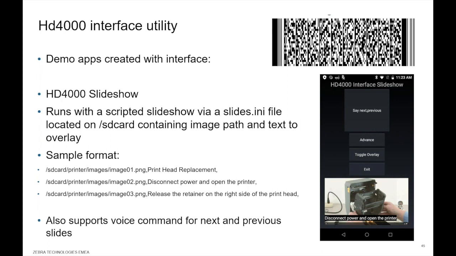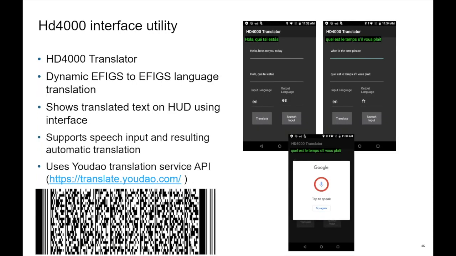Supports voice command for advancing and going backwards and forwards through the slides, which would be useful if you want to have a completely hands-free interface for the user. The Stage Now barcode at the top will install that app if you want to see how that works on a device. And next slide.